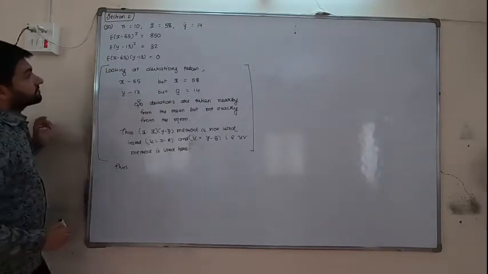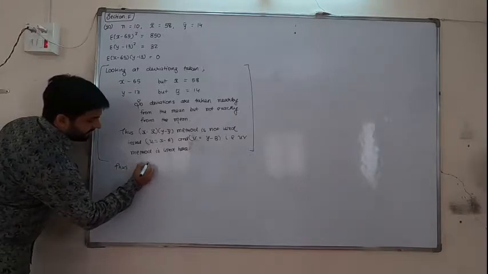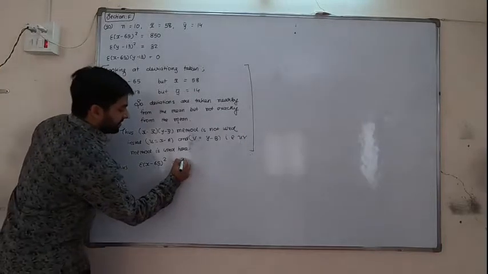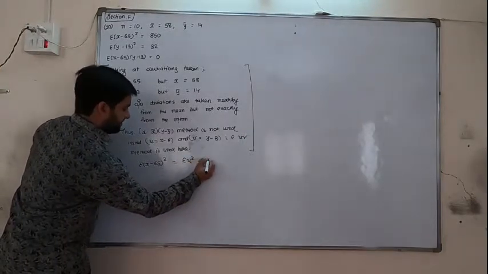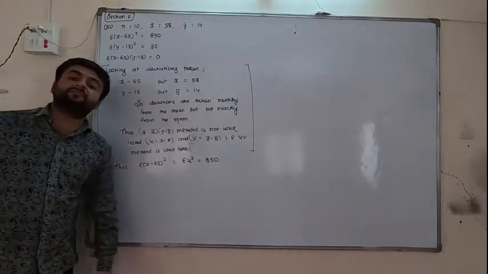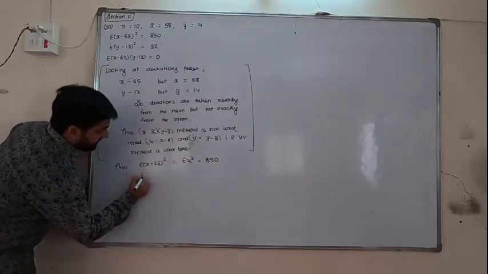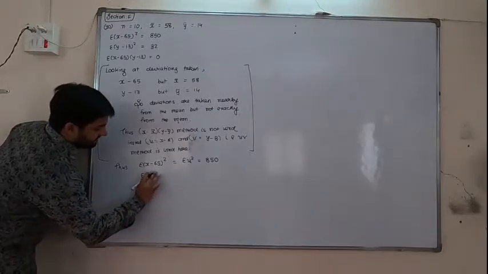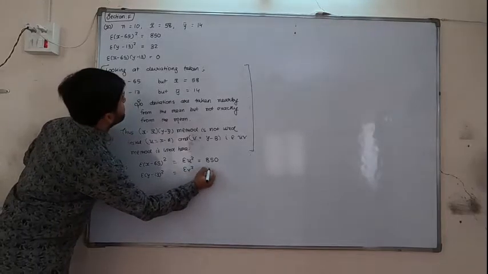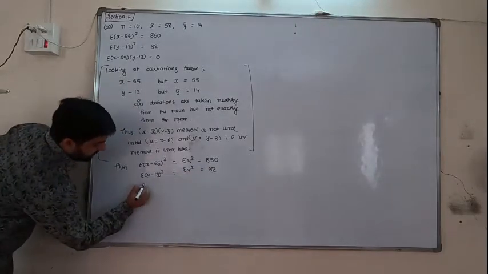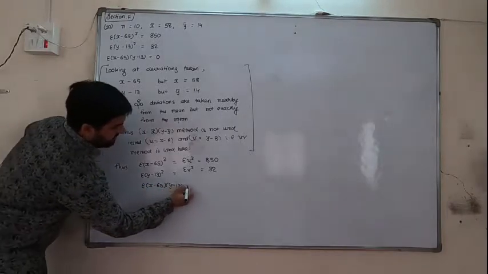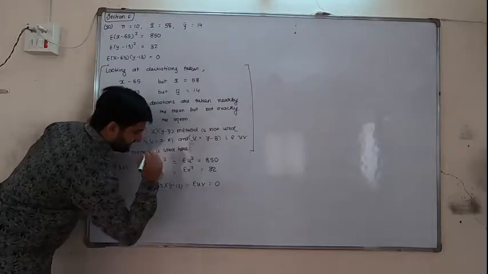Thus, sigma (x minus 65) square is equal to sigma u square is equal to 850. Why is it u square? Because it is taken from x. Sigma (y minus 13) square is equal to sigma v square is equal to 32. Sigma (x minus 65)(y minus 13) is equal to sigma uv, and it is 0.